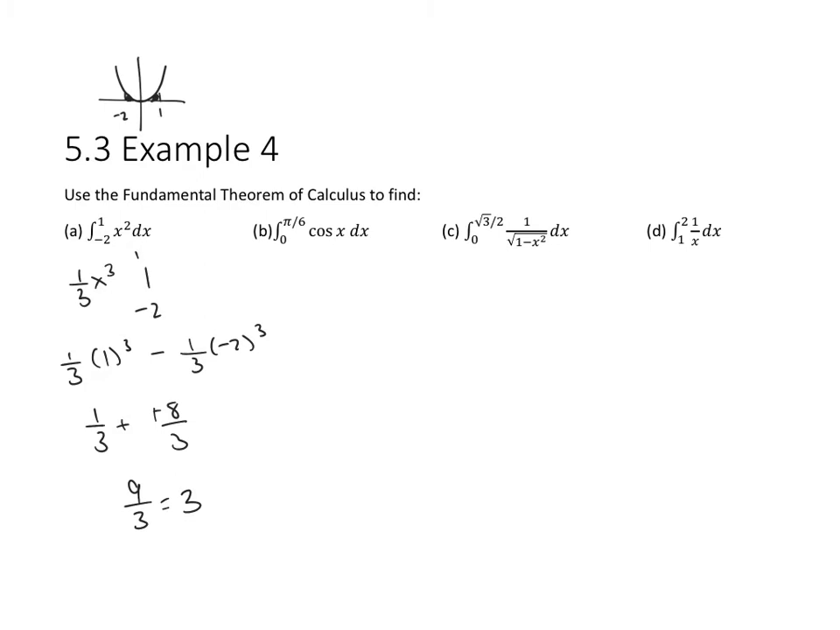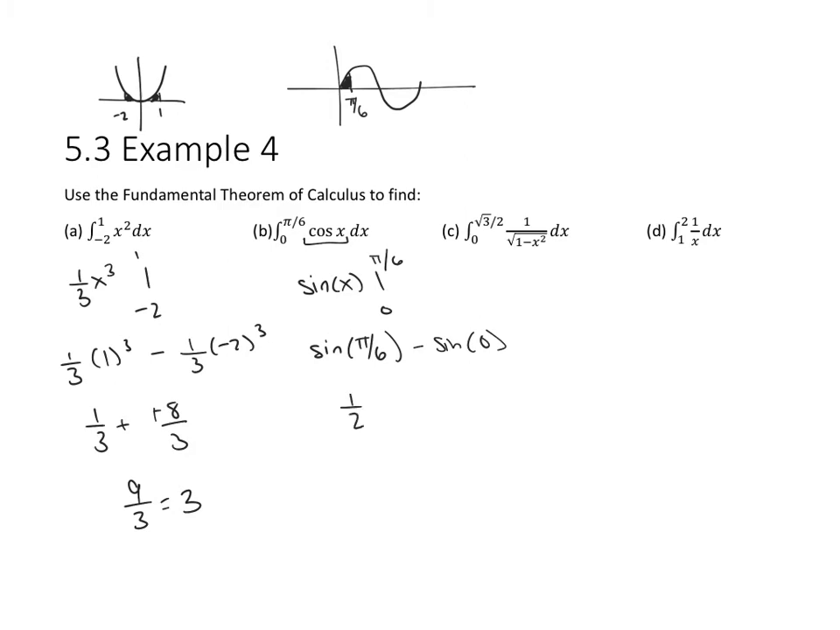So for the antiderivative of cosine, for part B, the antiderivative of cosine is going to be sine, because the derivative of sine of x is cosine. I go from 0 to pi/6. So we're looking at something that looks like that, and we want to figure out that amount of space between 0 and pi/6. So I need the sine of pi/6 minus the sine of 0. Sine of pi/6 is 1/2, and the sine of 0 is 0, so the area under this curve is 1/2.